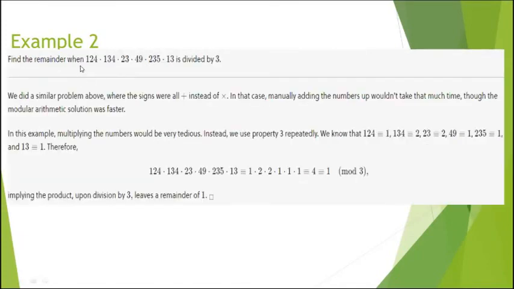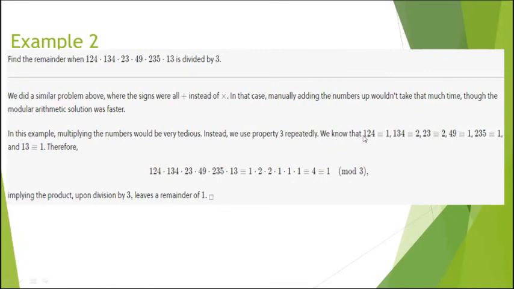Next, find the remainder when 124 times 134 times 23 times 49 times 235 times 13 is divided by 3. We did a similar problem above where the signs were all positive or plus instead of x. In that case, manually adding the numbers up wouldn't take that much, though the modular arithmetic solution was faster. In this example, multiplying the numbers would be tedious. Instead, we use property 3 repeatedly.